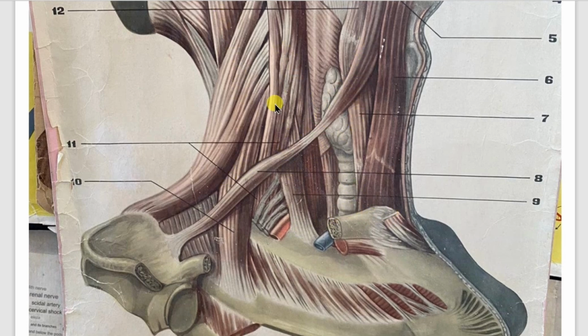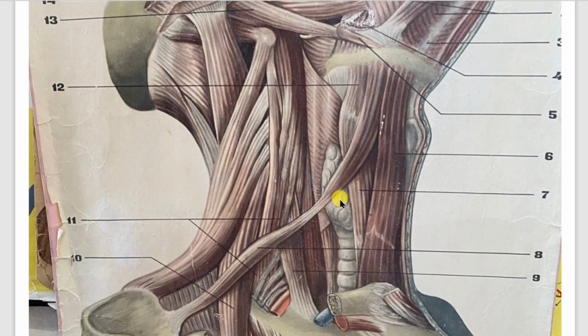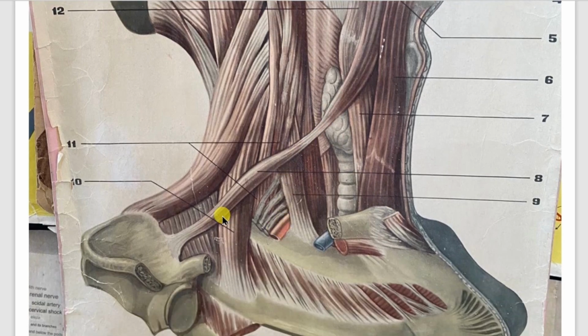So omohyoid and sternocleidomastoid: take omo from here and clavicle, because sternocleidomastoid is attached to what? Clavicle. And what is it called? Omoclavicular triangle. Understood? It is also called the supraclavicular triangle because it's just above the clavicle. So that's the omoclavicular triangle.